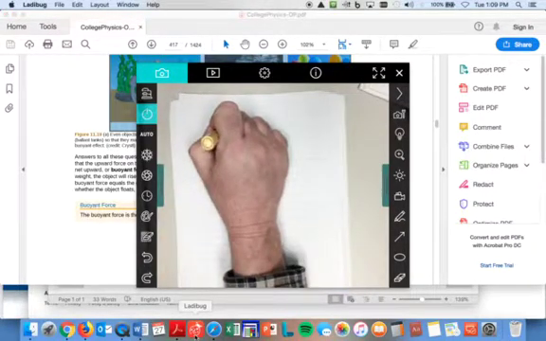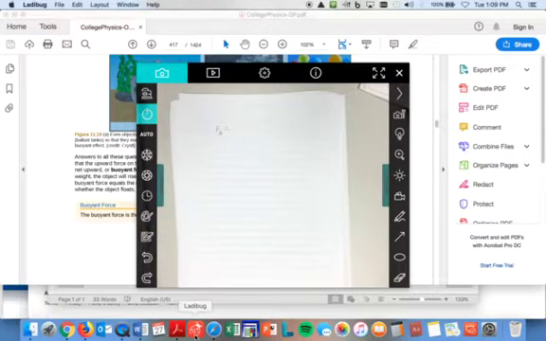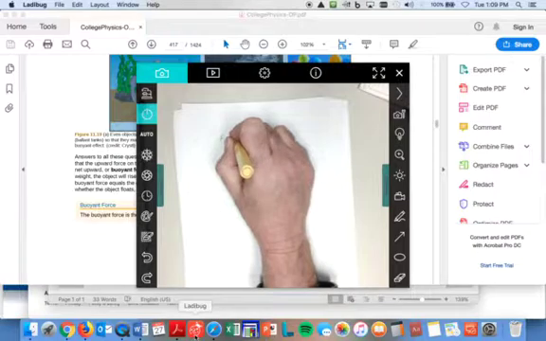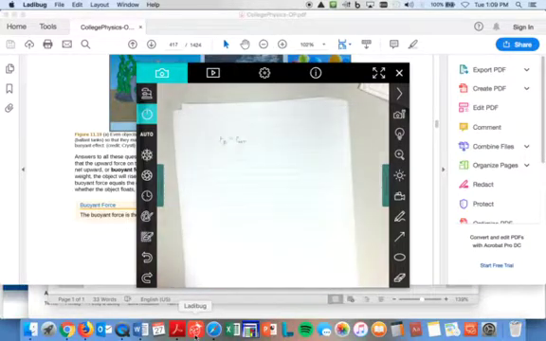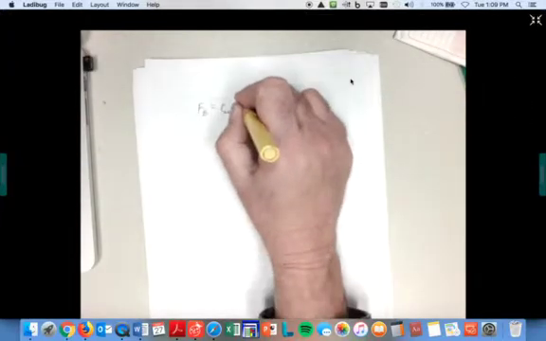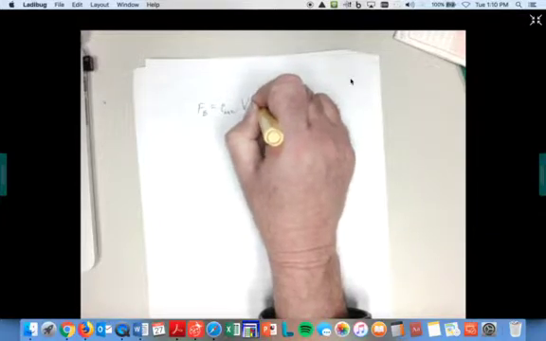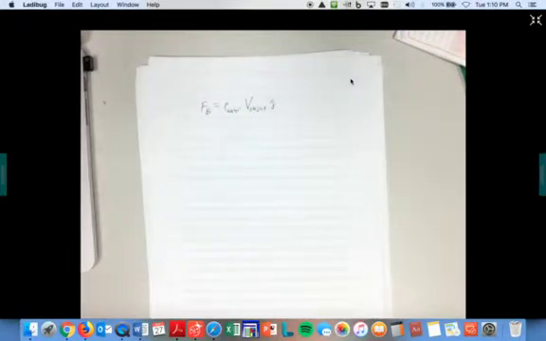And here's the way you calculate the buoyant force. The buoyant force, real simply, is equal to the rho of the fluid that it's in, times the volume of the object, times g.